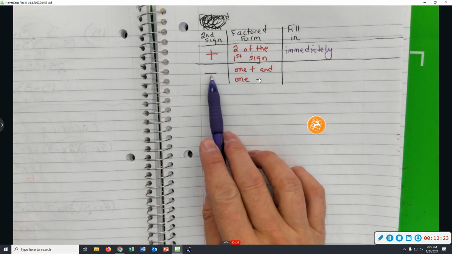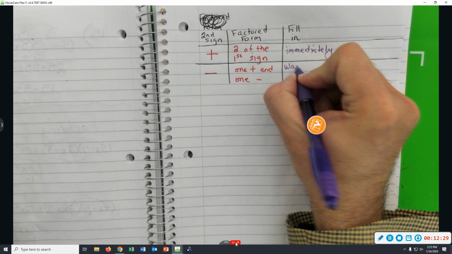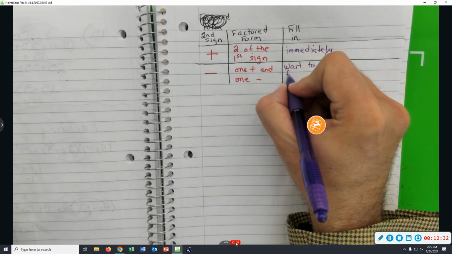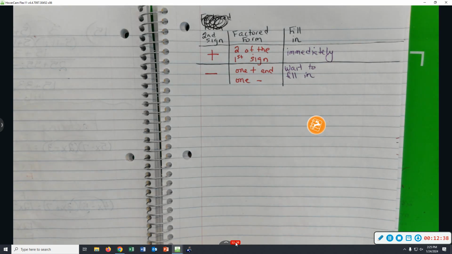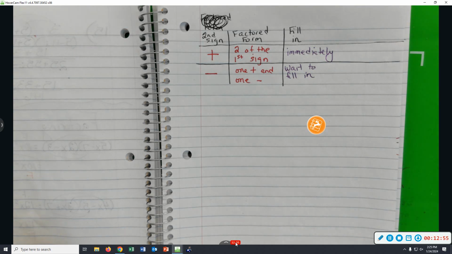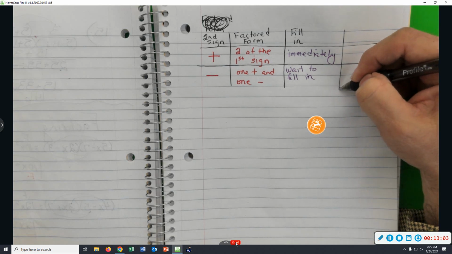Now, this one here, when you have one plus and one minus, I like to wait to fill that in, because I'm not sure if the plus goes in the first set of parentheses or in the second. If you don't like to wait, just fill it in and you might have to switch it later. That's what I would always do. I'd always just assume the first one's plus, the second one's minus. That's fine when you're on a board where you can easily erase. But on ink like this, I think I'm finally convinced to say wait to fill it in.